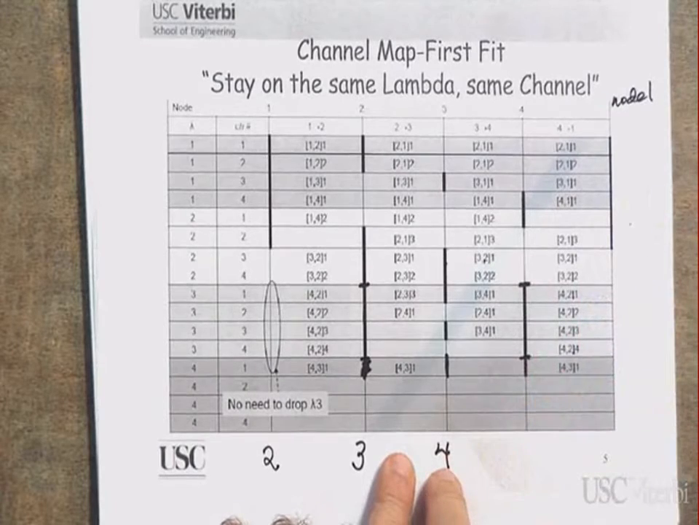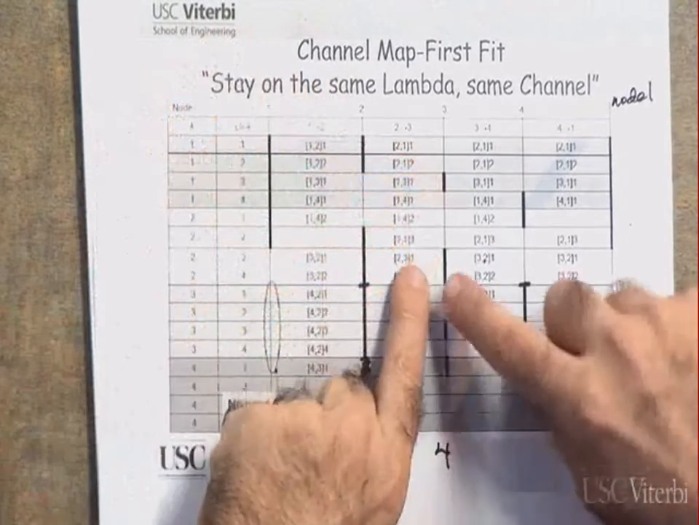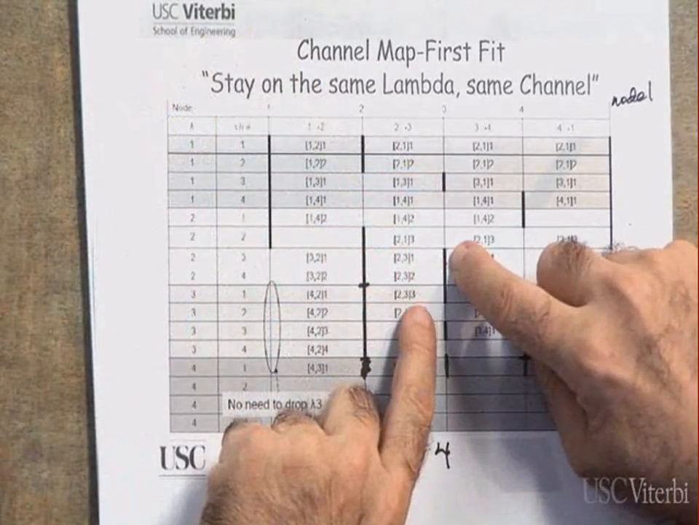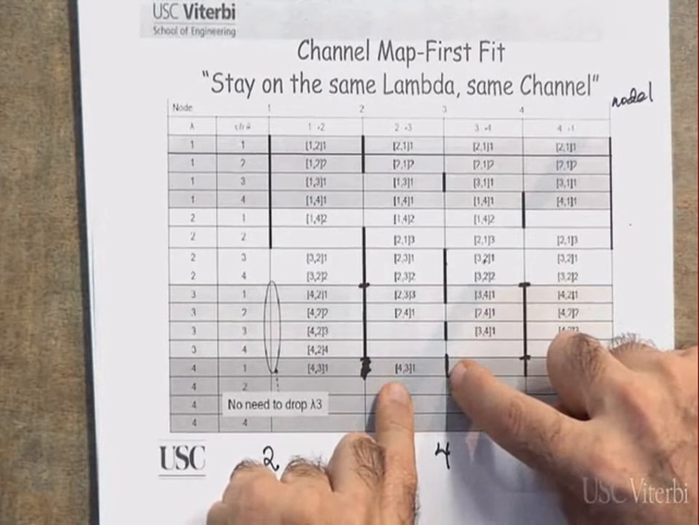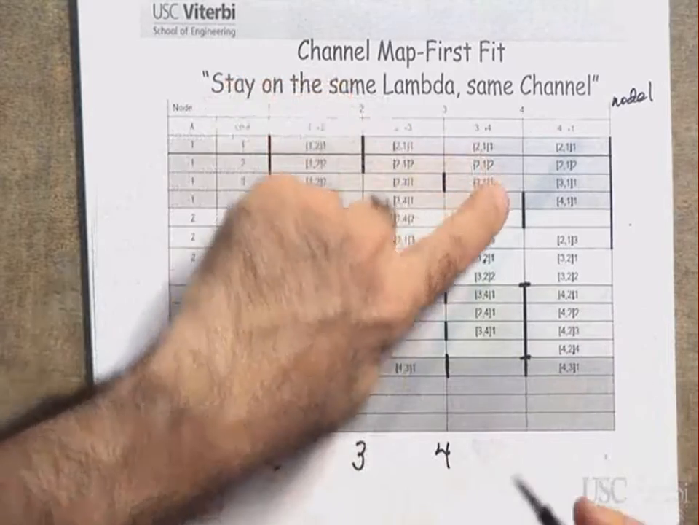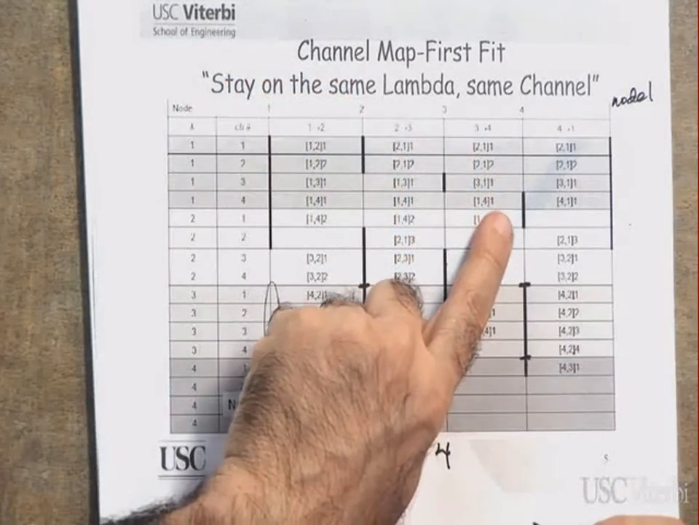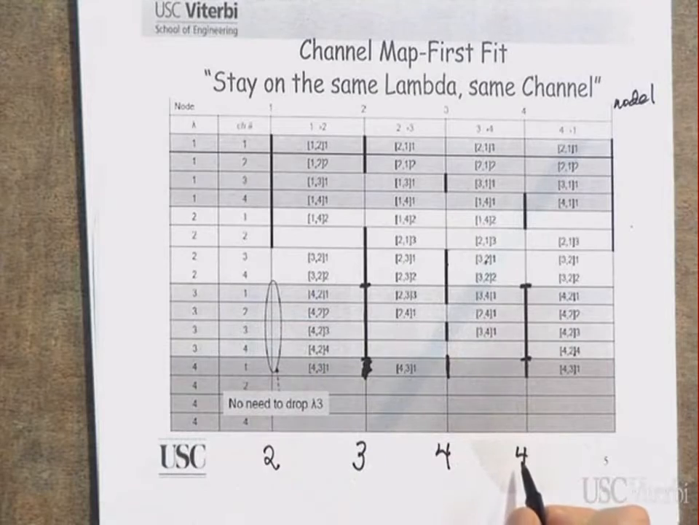I'm not sure. Did you understand where the 4 came from? Do we need an add-drop on lambda 1? Do we need an add-drop on lambda 2? Do we need an add-drop on lambda 3? Do we need an add-drop on lambda 4? That's 4. Clear? And here, how many? Also 4. Did you get where this 4 came from?